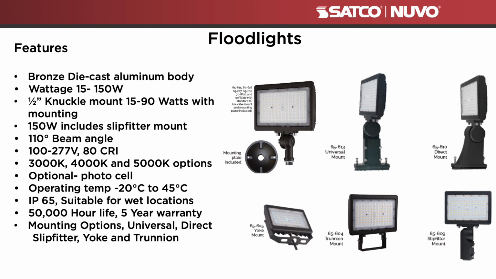All have 110 beam spread, range voltage 100 to 277 and 80 CRI, and specific CCT options of 3000, 4000, and 5000. These are not color adjustable. You have to look at the specific model number. These all come with an optional photocell mount. So the mounting options are universal, direct, slip fitter, yoke, and trunnion.